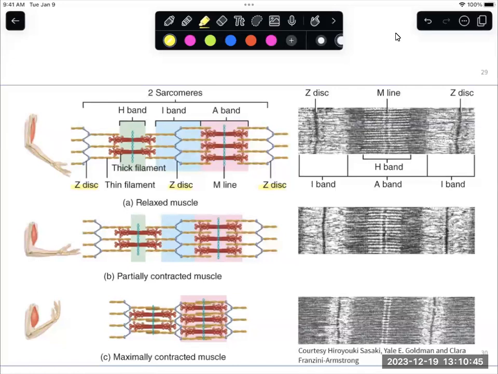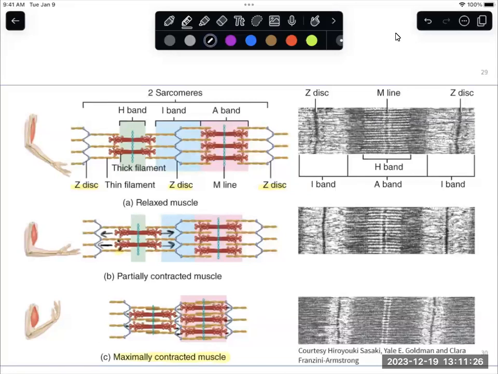So when our muscles start to contract, these myosin heads are attaching to this actin here. And they're going to start to walk along this actin towards that Z disc on both sides. They're going to keep walking. If we have a maximally contracted muscle, such as in the bottom, you can see how these myosin heads made it all the way to these Z discs.